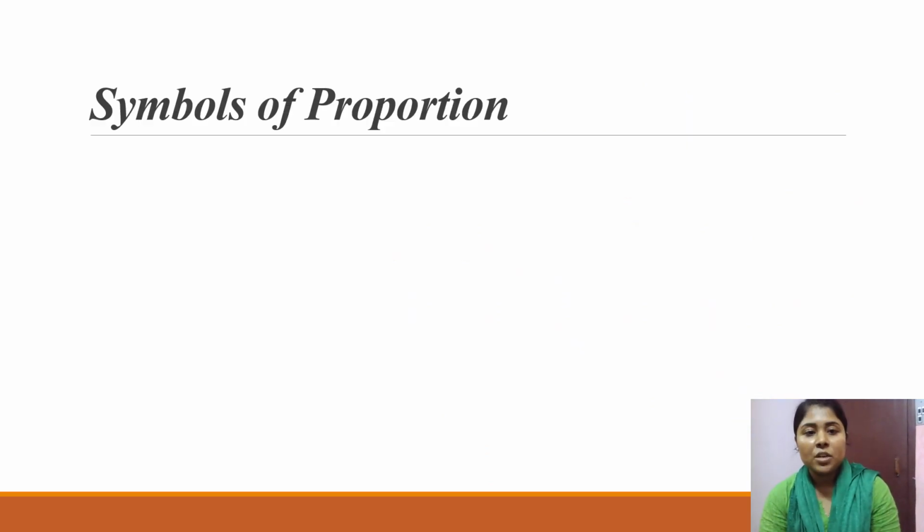So, symbols of proportion. In the previous slide, what I mentioned is A by B equal to C by D. Okay, so that equal to symbol denotes proportion. And apart from this equal to, we have another symbol. What is that symbol?